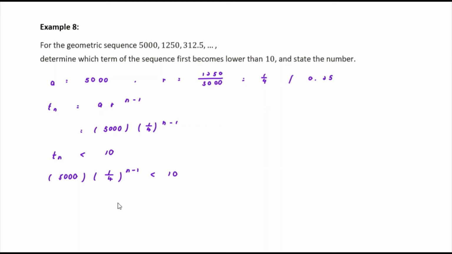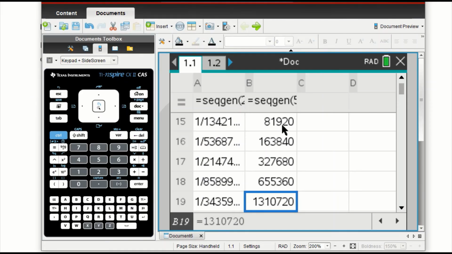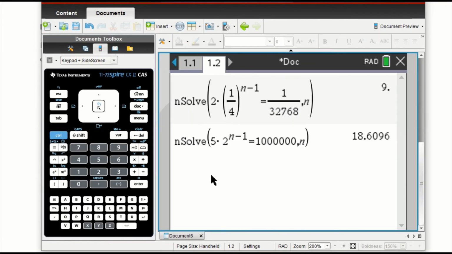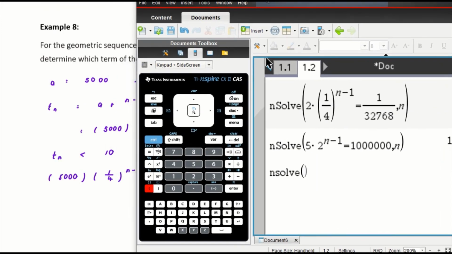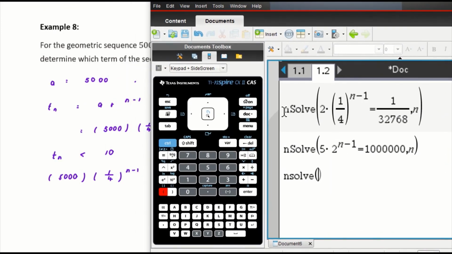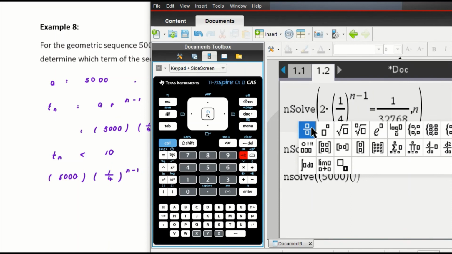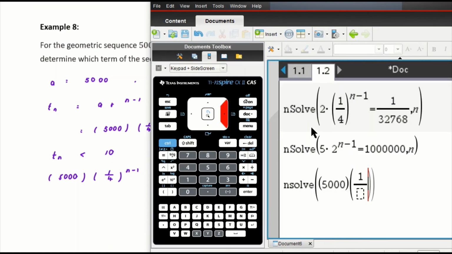Okay, so now same thing. Let's try out with the n solve first. Okay, so you can go back to your calculator page, control, then go to your right. Okay, so same thing, n solve, then we try to put in the value that we have. Okay, so 5,000. Then after that, 1 over 4, right? So go to your fraction, then you just put in this. Okay, 1 over 4. Then after that, close it. Sorry for that. 1 over 4. Okay, then power n minus 1.